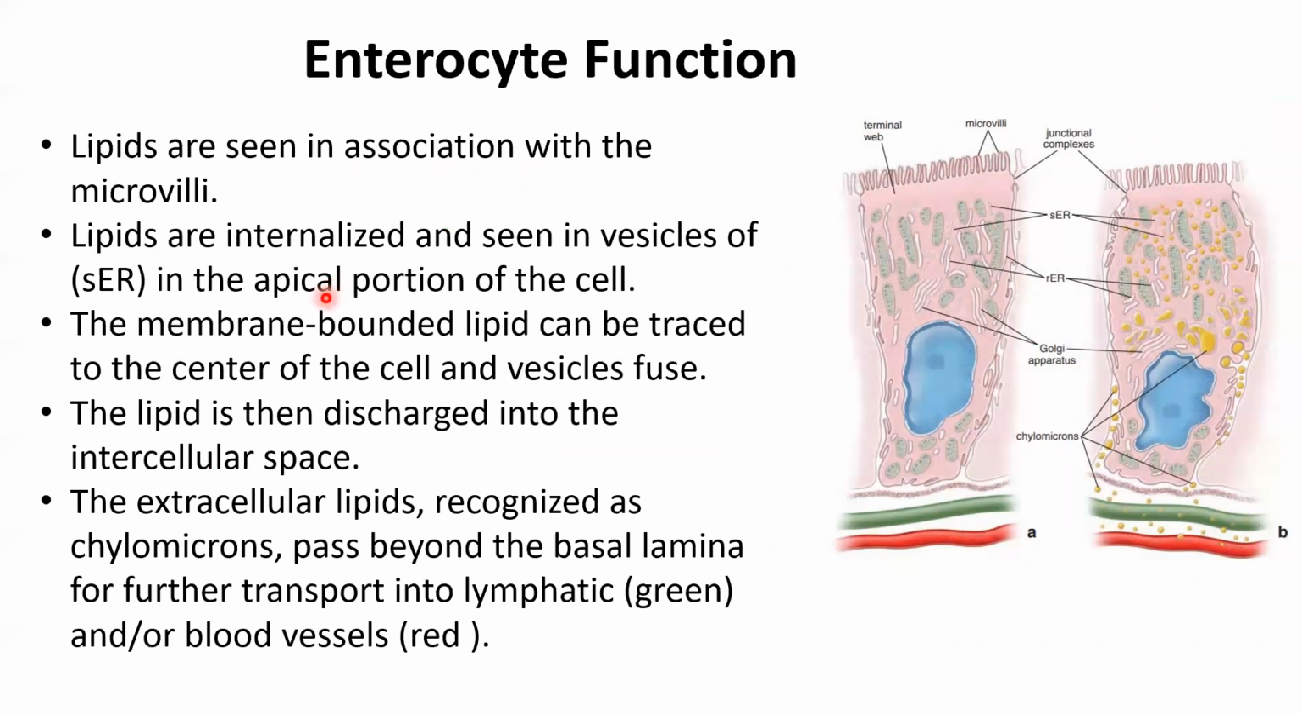And then the membrane-bounded lipid can be traced to the center. You can see this goes all the way down here to the center of the cell. And then the lipids will be discharged into the intercellular space, the space between the cells. This will leave the enterocyte to these spaces around here. And then the extracellular lipids, now extracellular because they are outside the cell, are recognized as chylomicrons, and they pass beyond the basal lamina here, and then go inside the lymphatics or the blood vessels.